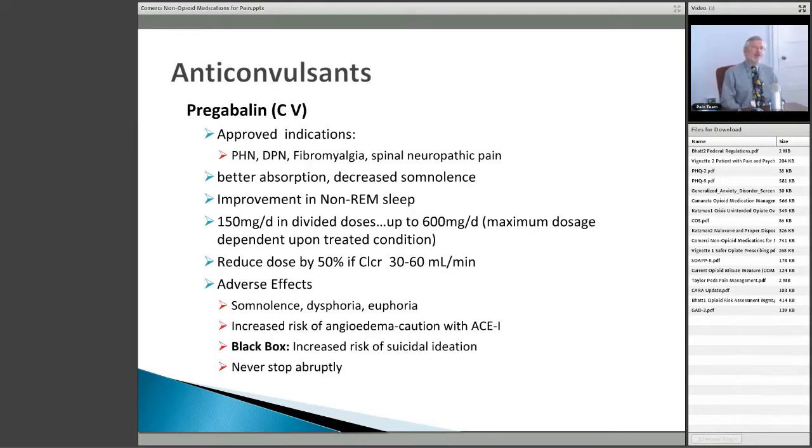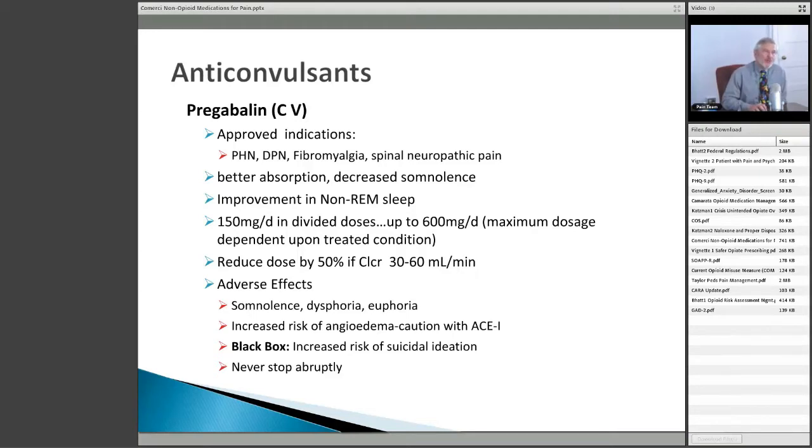And importantly, with gabapentin and pregabalin it improves non-REM sleep. This is critically important because pain patients have very poor sleep architecture because of the nature of their pain. So this will actually improve sleep architecture. I start at 50 BID to TID. I work my way up. I rarely go higher than 450 to 600. My usual dose tops out at 450.